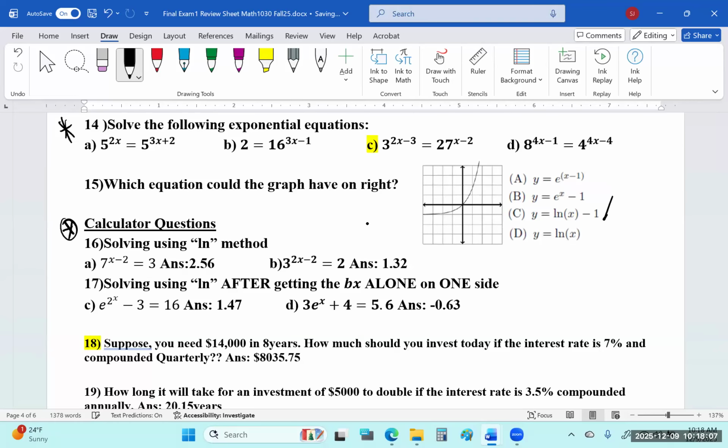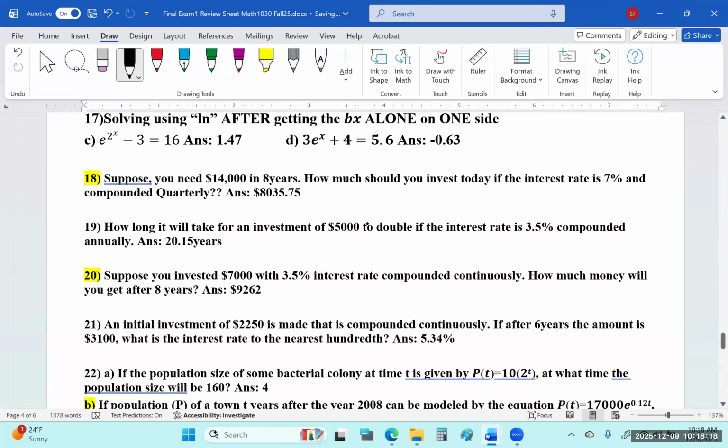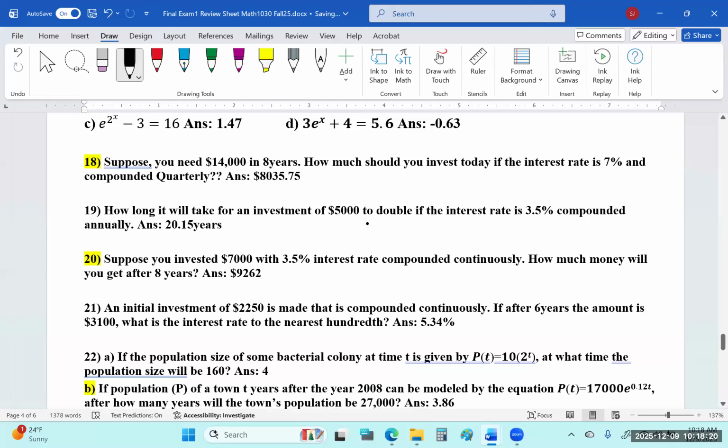Solving these are the questions for the calculator part. One of these definitely comes, or sometimes two of these. I mean, mostly always comes. And then the word problems, the money problems always come.